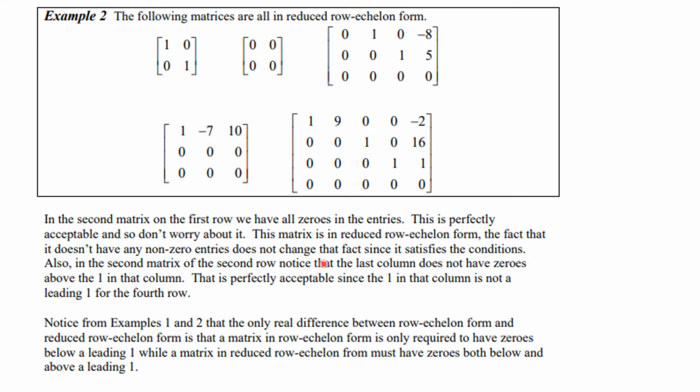Also, in the second matrix of the second row, notice that the last column does not have zeros above the 1 in that column. This is perfectly acceptable since the 1 in that column is not a leading 1 for the 4th row. Notice that from examples 1 and 2, the only real difference between row echelon form and reduced row echelon form is that a matrix in row echelon form is only required to have zeros below a leading 1, while a matrix in reduced row echelon form must have zeros both above and below any leading 1.